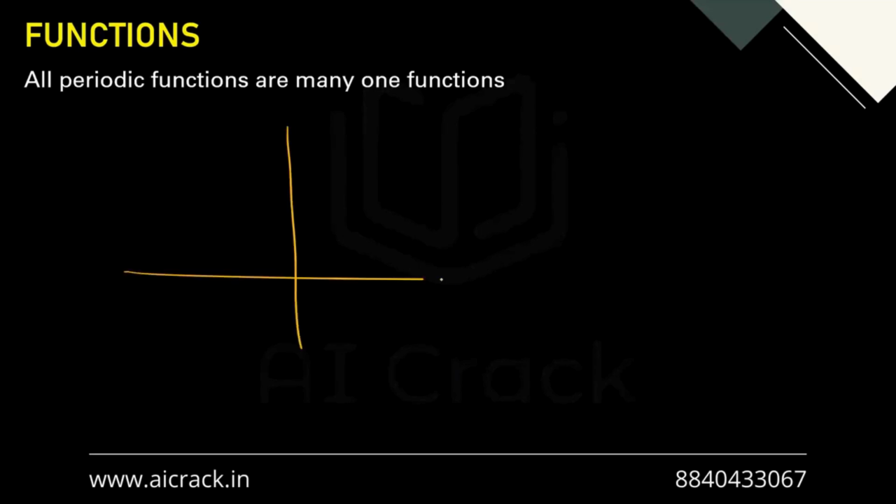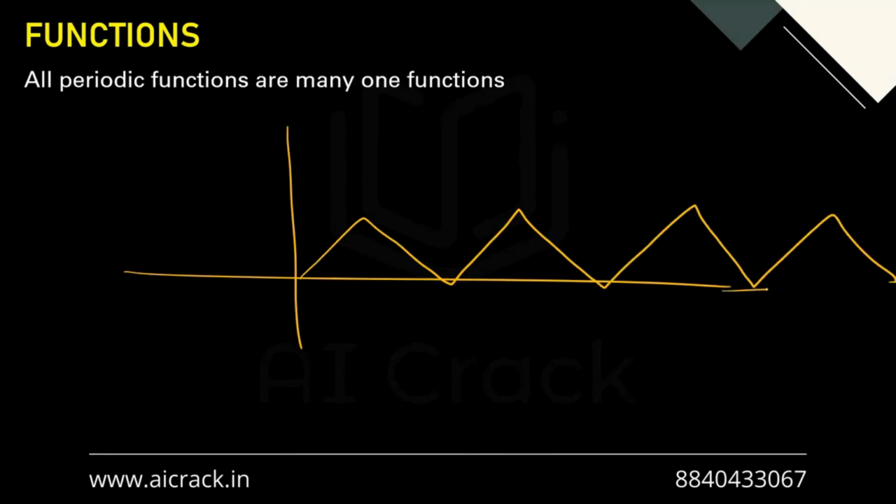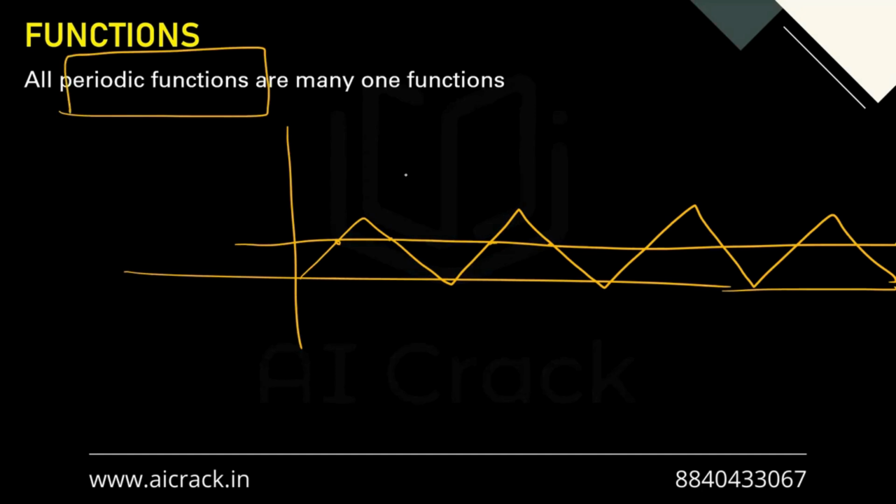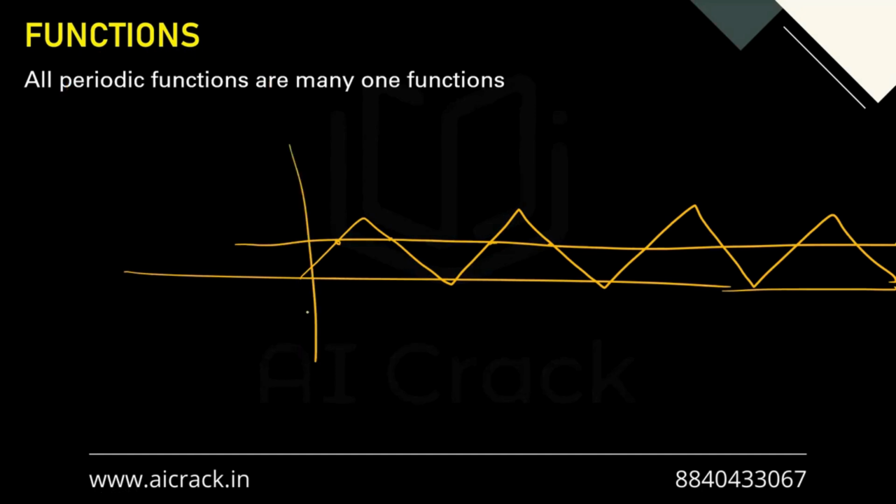Let's take an example like this one. So this function is a periodic function. If I draw a horizontal line over here, you can see that it's cutting at multiple points, and it's pretty obvious, right? Because it's periodic, it's going to repeat itself again and again. So if we draw a horizontal line over here, then we can see that it's cutting at multiple points. So that's why all periodic functions are many-one functions.